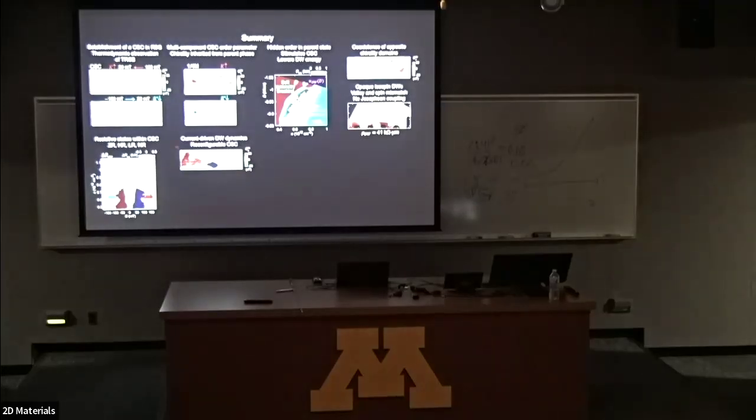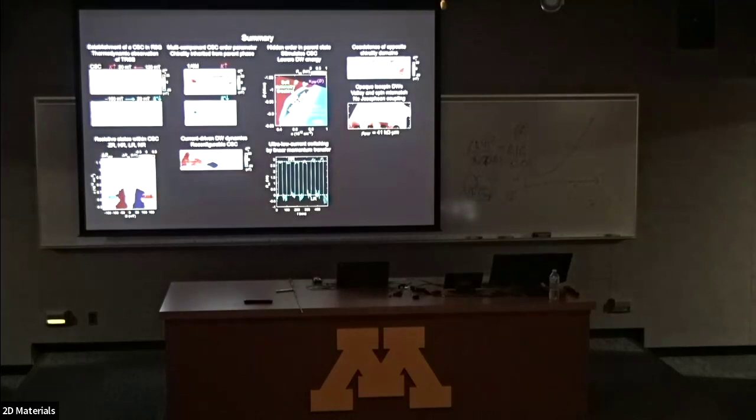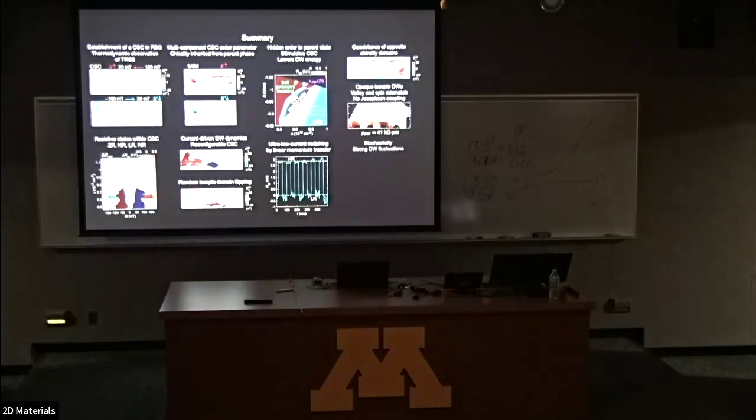We can easily, by applying a current, reconfigure the superconducting state and the domain structure, including ultra-low current switching between low resistance and high resistance states. And finally, for similar reasons, there is a lot of fluctuation in this system, with random domain flipping and this stochasticity, as I've mentioned. Thank you very much for your attention.